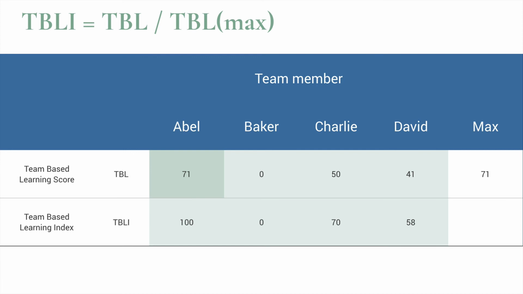Let's look now at what happens if David achieved a perfect team-based learning score of 100. Now we see that David receives the team-based learning index of 100 and the other team members receive a proportionately lower team-based learning index. Let's return now to the original calculations which we will use in further examples.